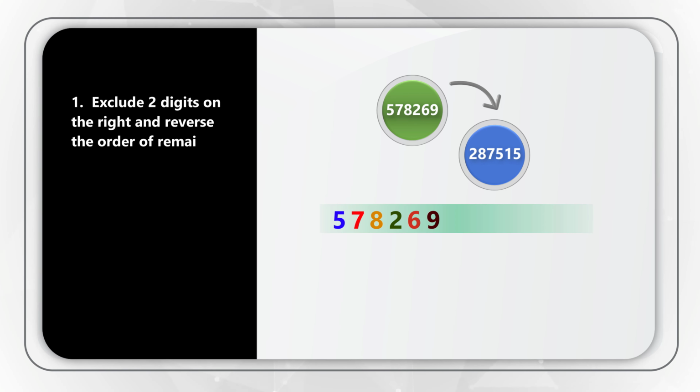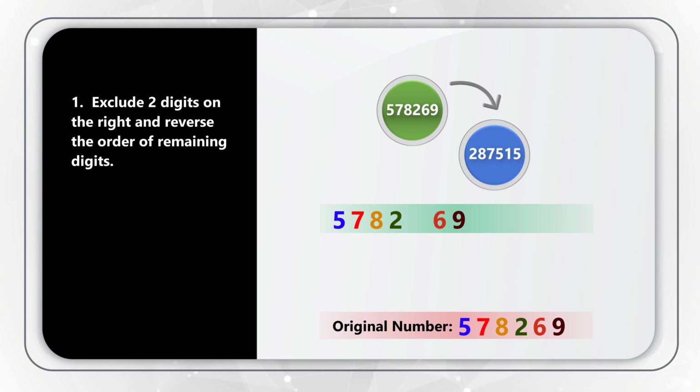Step 1. We need to exclude 2 digits on the right and reverse the order of the remaining digits. For example, the original number is 5782 and then 2 digits 69. We separate 69 and then reverse the order and the number becomes 2875, and then we do the remaining calculations with the numbers 6 and 9. And the calculations are very simple.